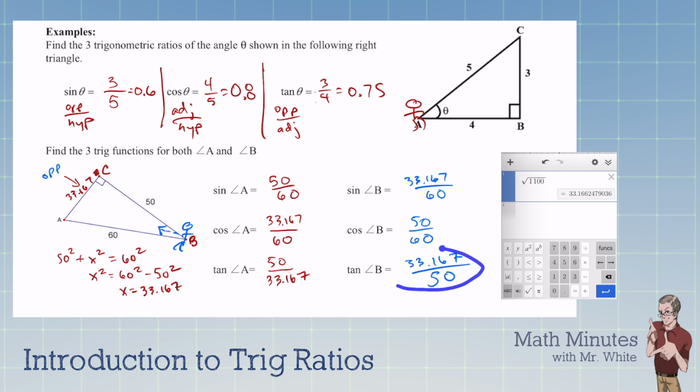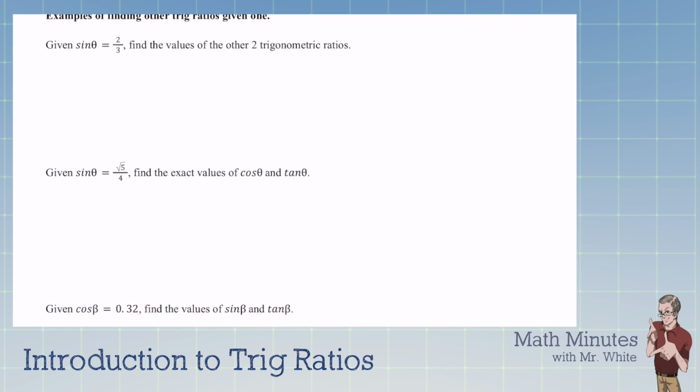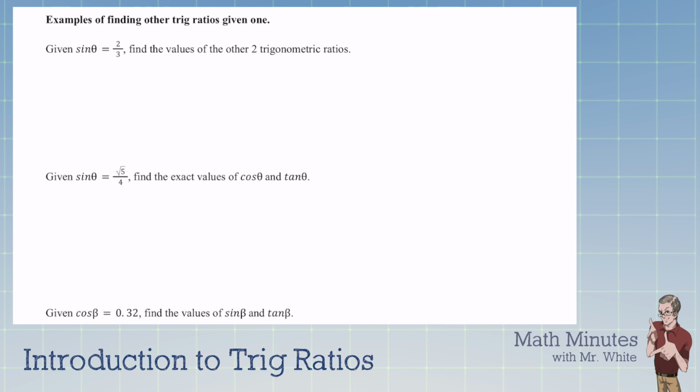Now you can see that these two are reciprocals of one another. If you flip it over, they are equal right there. So we found three trig functions for both of the angles, both angle A and angle B. Okay, let's continue on now to actually find some trig ratios given one of them.